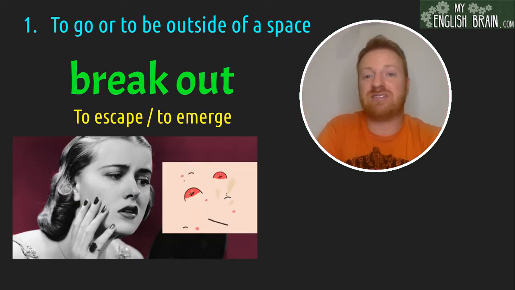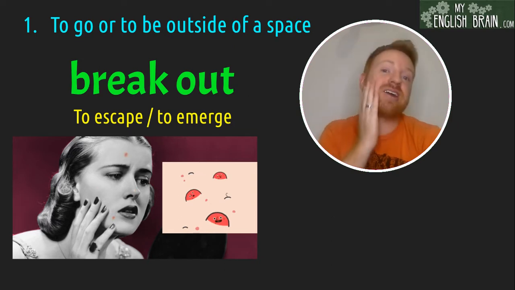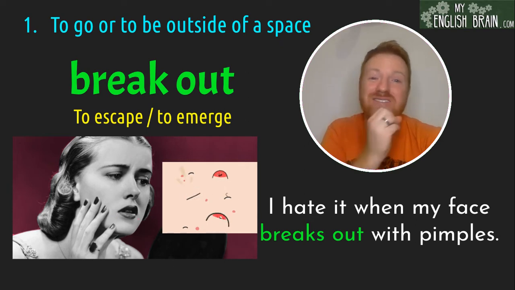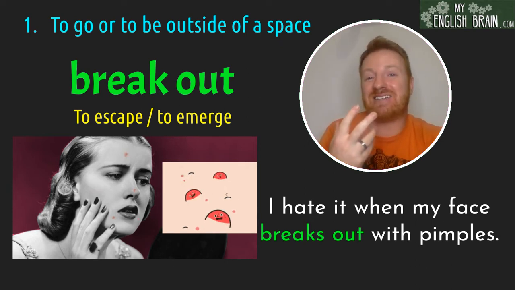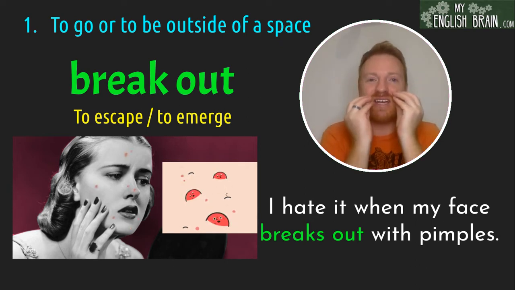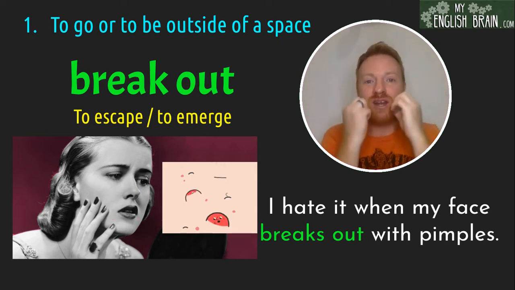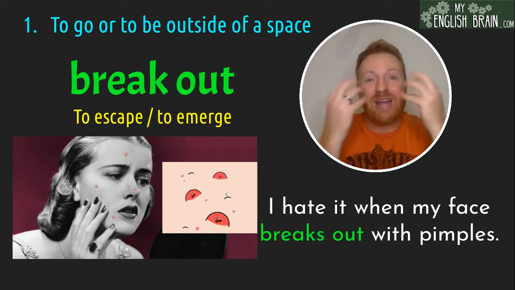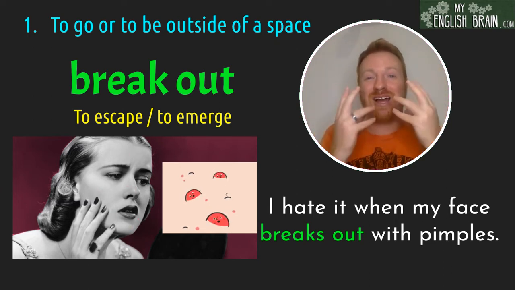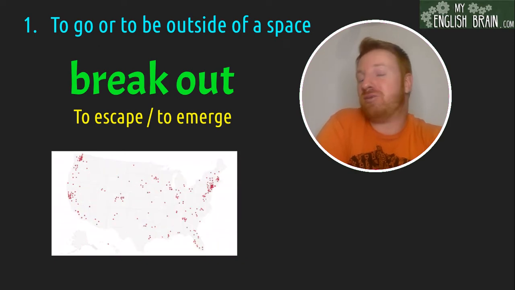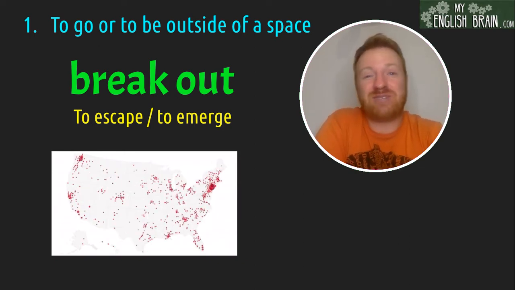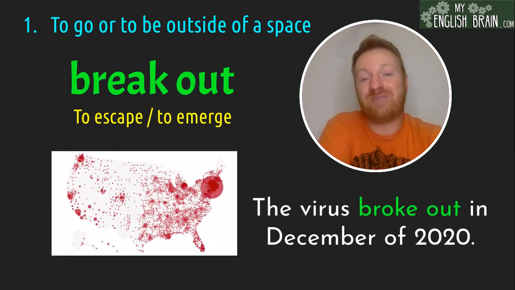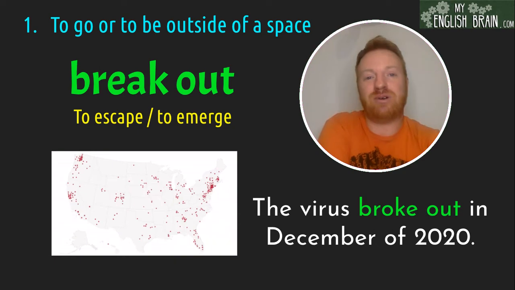We can also see this in the example of our skin and our complexion. For example, I hate it when my face breaks out with pimples. The idea is that the pimples are inside of the skin waiting to emerge or waiting to explode out of my face. So we say that when I have a breakout, I have bad acne, I have bad pimples. We also use breakout when we talk about a virus or some type of a disease that goes into the population. For example, the virus broke out in December of 2020.